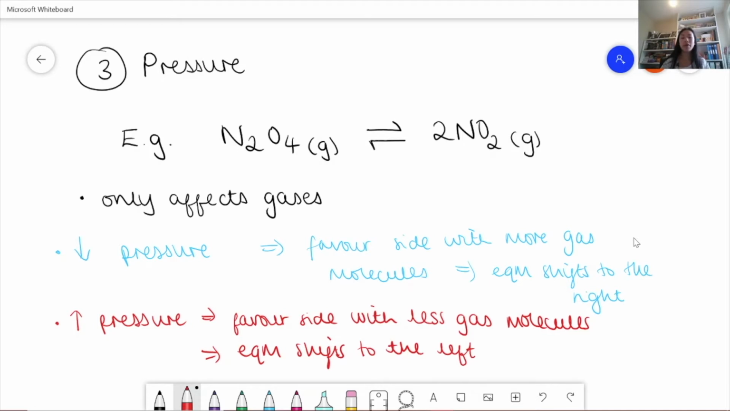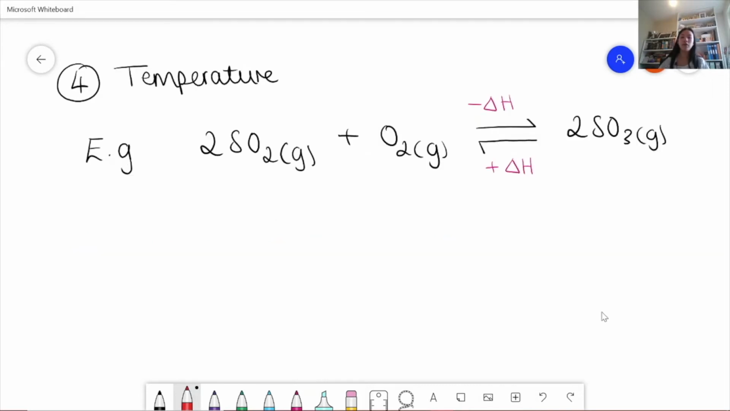So always remember that when we decrease the pressure, it favors the side with more gas molecules to kind of increase the pressure back to original. And when we increase the pressure, the opposite happens. So it favors the side with the less gas molecules so that the pressure can go down back to what it was before. The fourth way of altering a reaction is by altering the temperature.